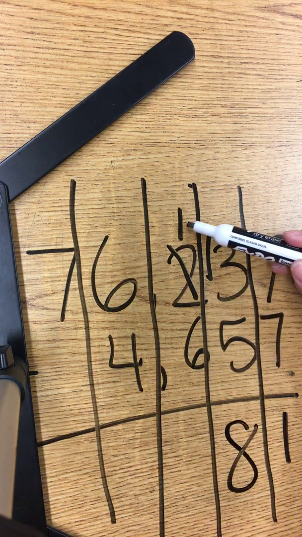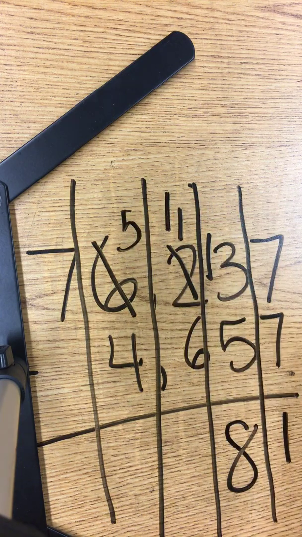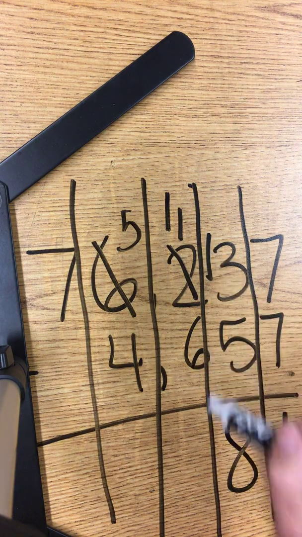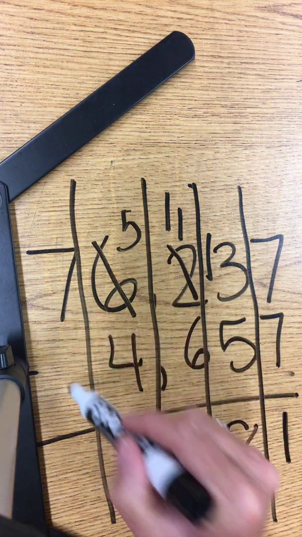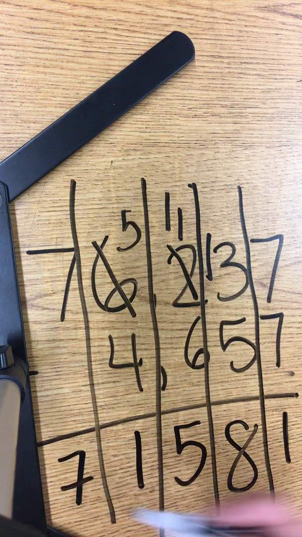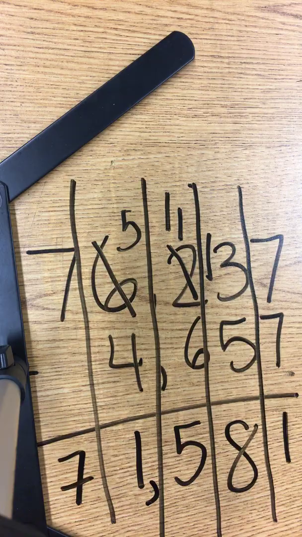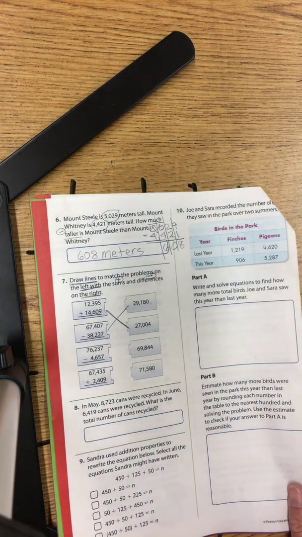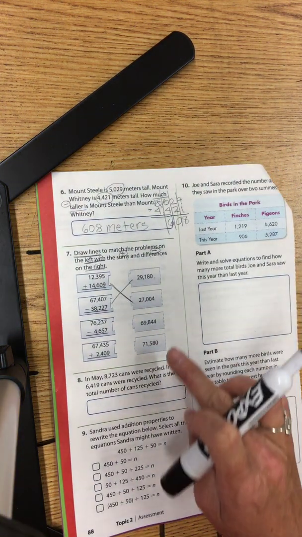I can't take 6 from 1, so I'm going to borrow from the 6, make it a 5, and this becomes an 11. I know that 6 plus 5 is 11, so 11 minus 6 must be 5. 5 minus 4 is 1, and 7 minus nothing is 7. Ones, tens, hundreds, thousands. I have to find 71,581. Well, look at that.